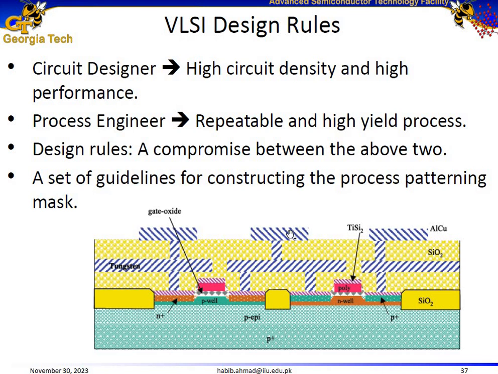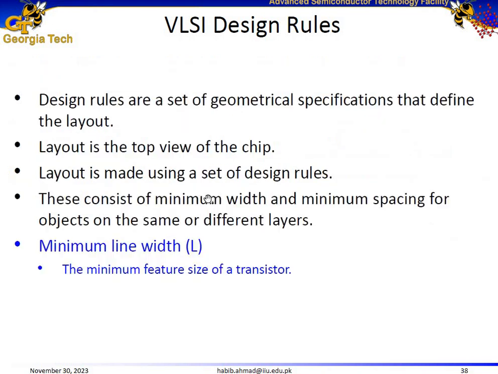And for that compromise, a set of design rules is required, like what is the length of this channel going to be? What should be the width of the polysilicon? What should be the width of the metal interconnects, and about the silicon dioxide and everything else? So for that purpose, we define a set of rules. We already know about the minimum line width.